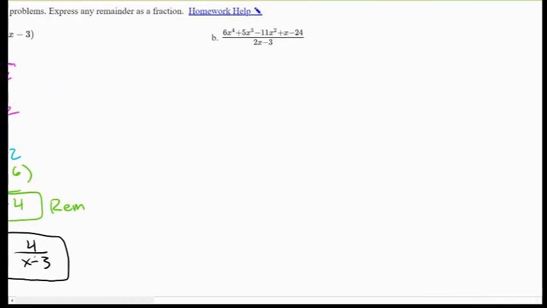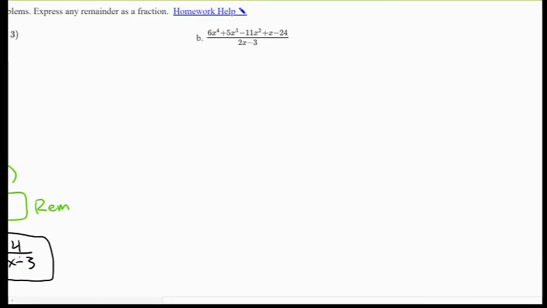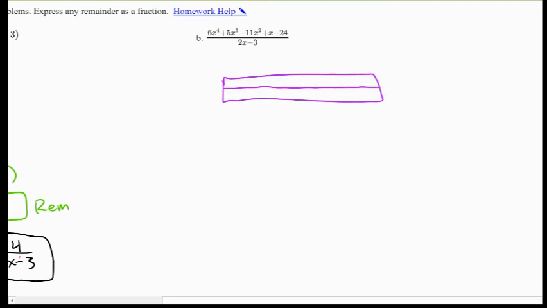All right, second one here. To divide, I'm going to go ahead and use the box method. So I probably didn't make this big enough. 2x minus 3. This first term goes in the first box, 6x to the power of 4. I figure out what goes on the top here, which has to be 3x cubed. Now I multiply to get negative 9x cubed.